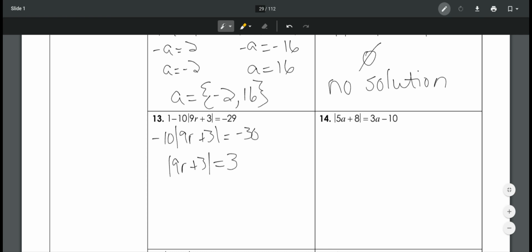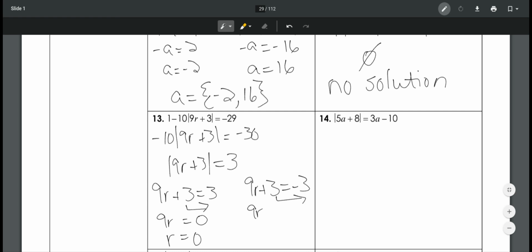And then I'm going to set up my two equations. Drop the absolute value: 9r plus 3 equals 3, and 9r plus 3 equals -3. I'm going to subtract 3, so that gives me 9r equals 0. So r equals 0. Subtract 3, I get 9r equals -6, and r equals -2/3. If you plug both of the answers into that original problem, they will satisfy the given problem, and they will make the left sides and the right sides balance.